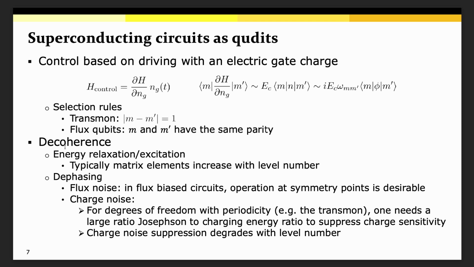Here, with flux noise, usually you can reduce this effect by working at symmetry points, as you do with flux qubits. With charge noise, however, even if you have charge noise suppression for lower transitions, as you go up the ladder, this suppression gets reduced. And again, this is something that can come into the picture, as we've also heard earlier today.